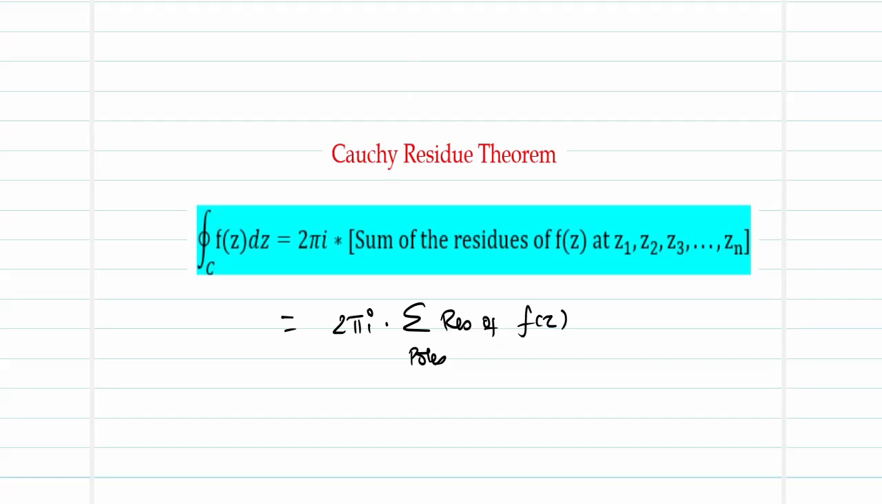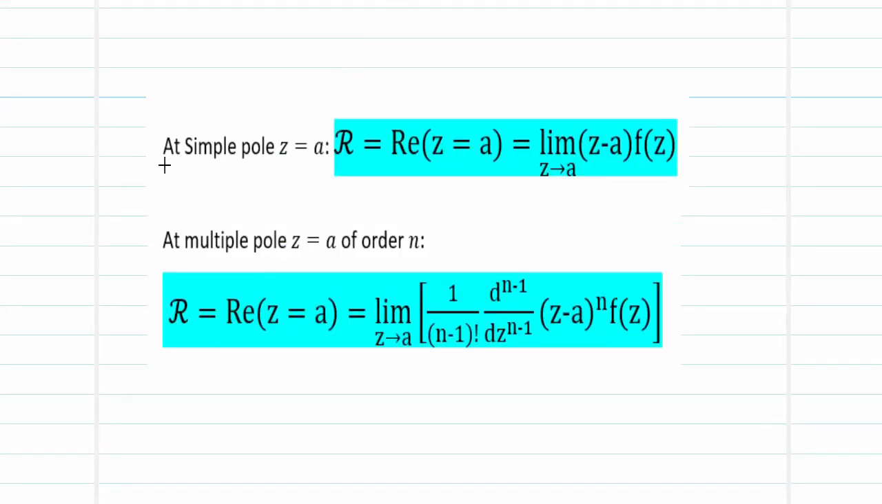Now for the estimation of residue, there are going to be two categories. We can estimate the residue at a simple pole, which is given by the limit z tending to a of (z minus a) into f of z. And at a multiple pole of order n, the value can be estimated as the limit z tending to a of 1 by (n minus 1) factorial, the derivative d power n minus 1 by dz power n minus 1, multiplied by the factor (z minus a) the whole power n into the function f of z.